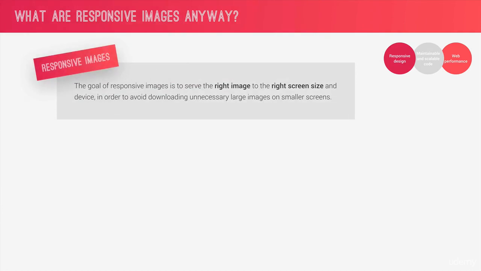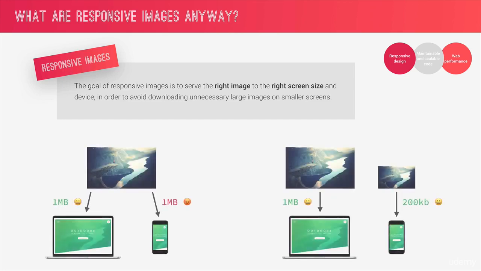Remember this diagram we talked about right in the beginning of the course, where I told you how important performance is? Well, here it is again, because responsive images are crucial for web performance. So, what are responsive images all about? The philosophy behind responsive images is to serve the right image to the right screen size and device, using different techniques in HTML or CSS so that users don't have to download images that are way too large for their devices. For example, let's suppose the image for this heroes section is 1 MB large, okay?